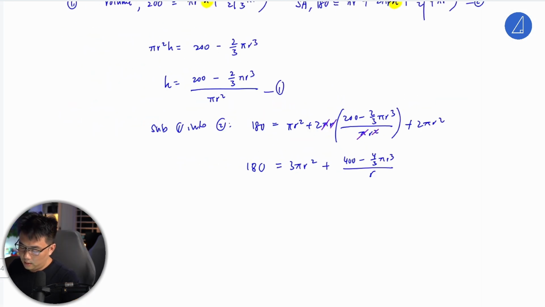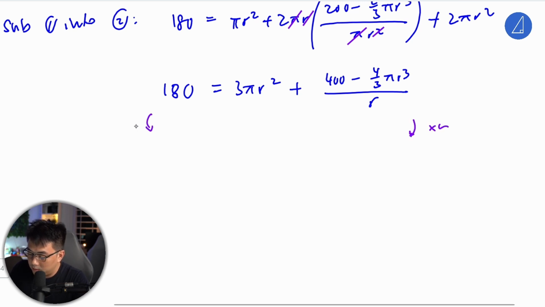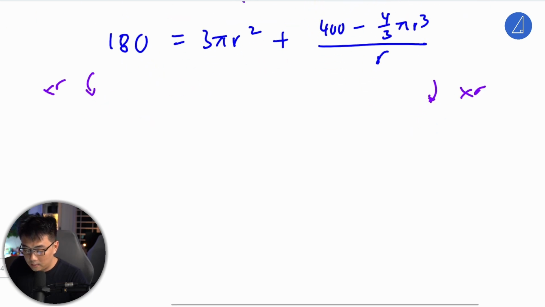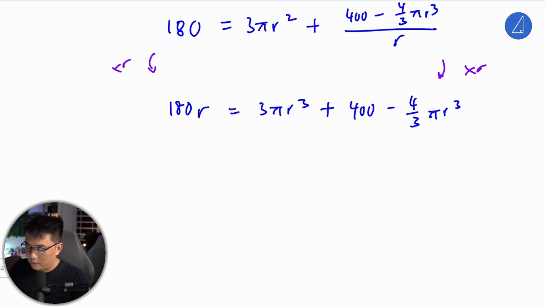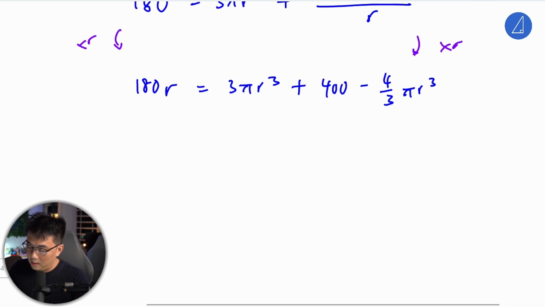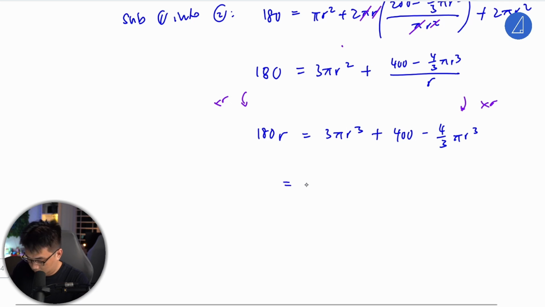Okay, that's about it. Then what I'm going to do next is just multiply each of these by r. And then what I'll get is essentially 180 r equals 3 pi r cubed plus 400 minus 4/3 pi r cubed. Okay, maybe could have multiplied by 3, but okay. So in this case what we get is essentially 5/3 pi r cubed minus 180 r plus 400.